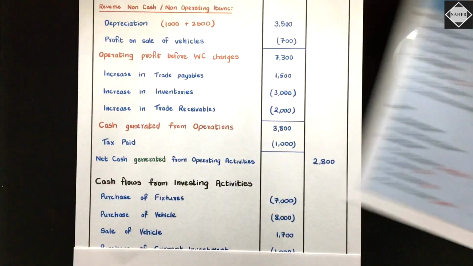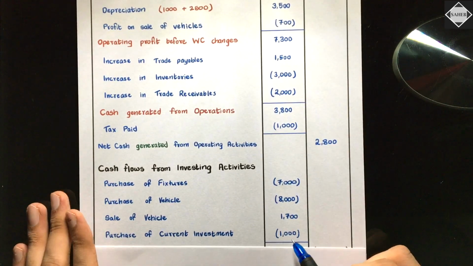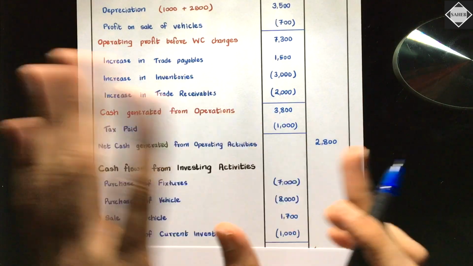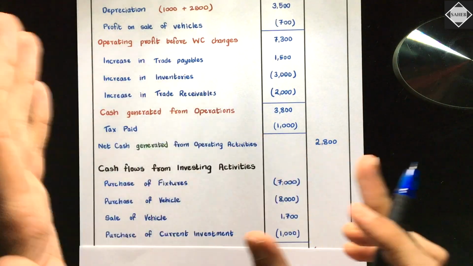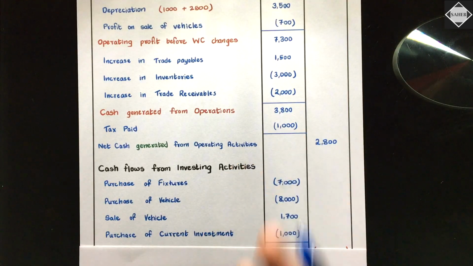Is it clear? So purchase of current investment. Okay, we have purchased more current investment of 1,000. So that also you have to subtract. I told you now, current investment, we will not take it under working capital changes. We will not consider it as cash equivalent because there can be risk in it or the maturity period is more. Okay, so that's why we are not making any assumption regarding that. Directly we are considering it in investing activity as ICAI has done. Is it clear? So purchase of current investment minus 1,000.